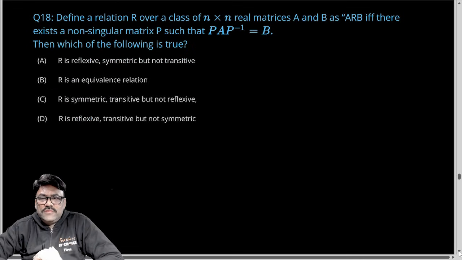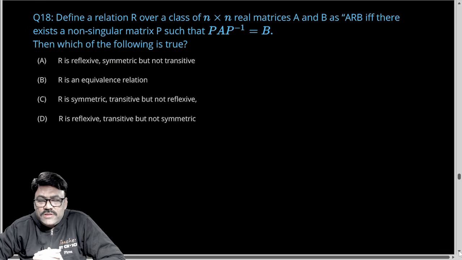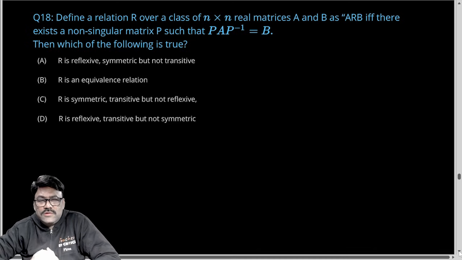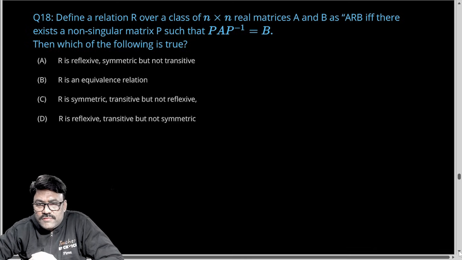Okay, see this question. This is from relations and matrices. Relations and matrices both are involved here. So they are saying that we are defining a relation R over a class of n by n real matrices. Means you are defining a relation R over a set of n by n real matrices. And matrices A and B are related.